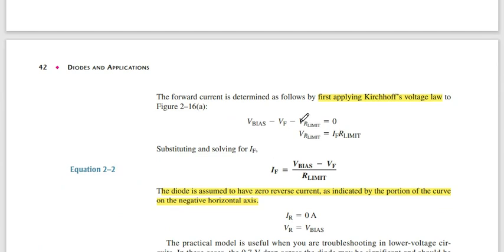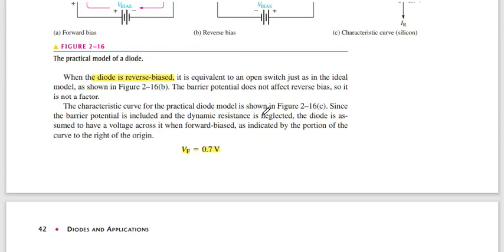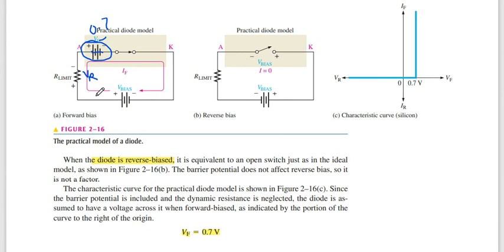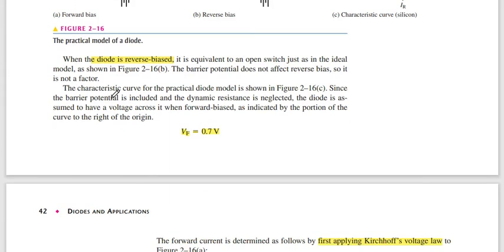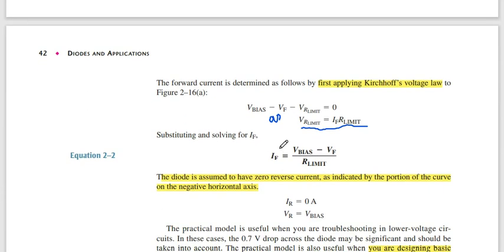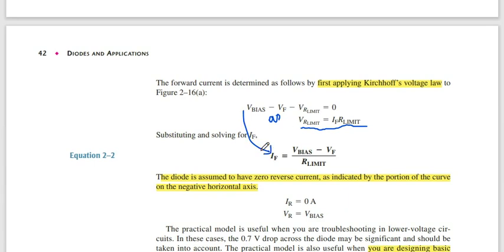Then we know that VR limited is equal to IF times R limited. What is IF? IF is the forward bias current, and R limited is the resistance. If we put these values in, we can find IF is equal to V bias minus VF over R limited, easily if you know the mathematics.